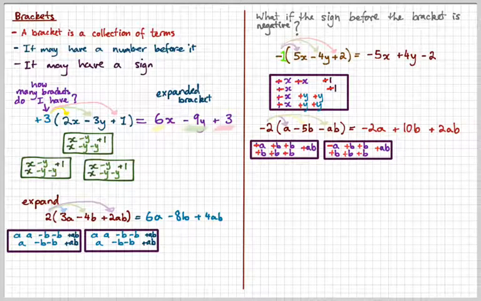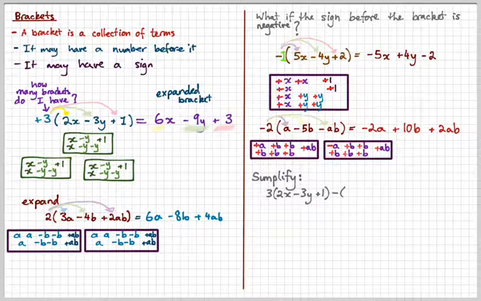Okay, one final question then. So, simplify the following. 3 brackets 2x minus 3y plus 1 minus brackets 5x minus 4y plus 2. Okay, this looks confusing, but we're just going to use the same method we used with the brackets separately, and then we're going to collect like terms at the end, which we know how to do. So let's use the multiplication idea. On the first bracket, we've got 3 brackets, so we're going to expand this, 3 times the 2x, which is 6x, 3 times the minus 3y, which is minus 9y.